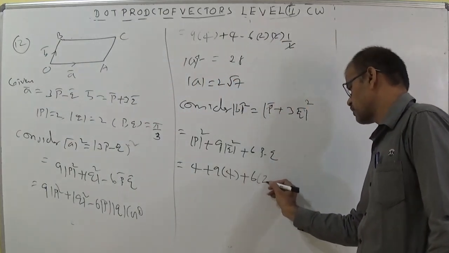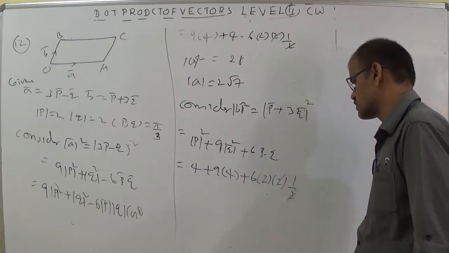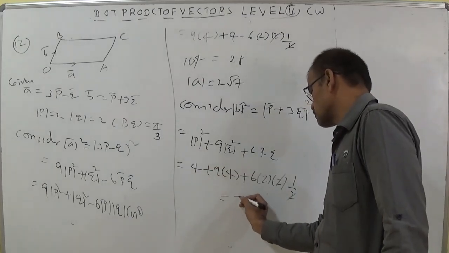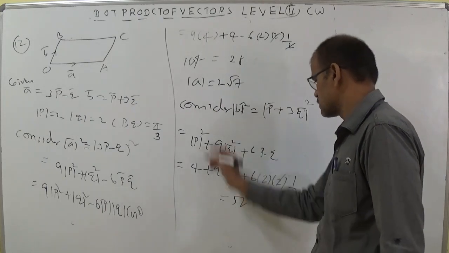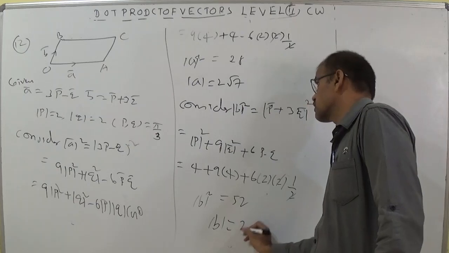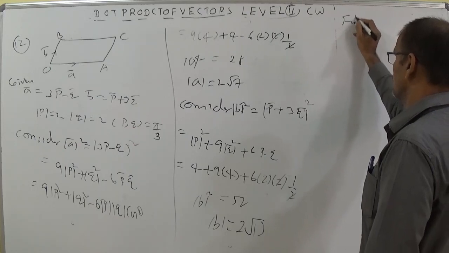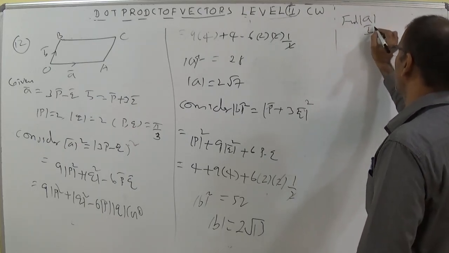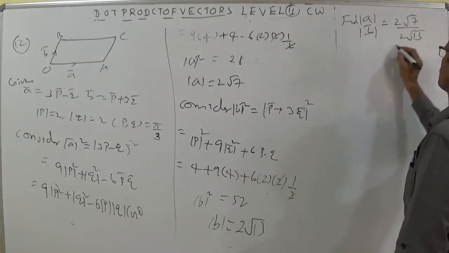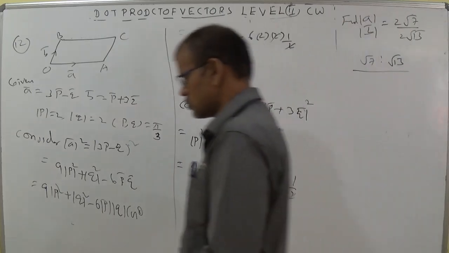The value mod P is 2, the value mod Q is 2 and cos theta is equal to 1 by 2. 2, 2 get cancelled. 4, 36, 40, 40 and 12, 52 here. So same model we got separately. This is B square we have taken. So B is equal to 2 root 13. Now find A bar by B bar. Mod A bar by mod B bar is 2 root 7 is to 2 root 13. Then you can write the ratio root 7 is to root 13.